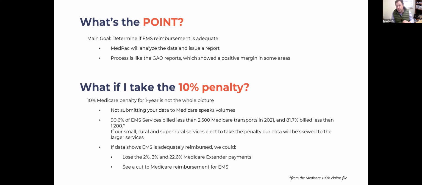Historically, this under reimbursement of Medicare has been addressed through legislation passed in Congress that gives extension or temporary relief. This is the 2% bump in the Medicare allowed amount for urban, the 3% bump in the allowed amount for rural, and the 22.6% bump over the rural 3% that many of you get if you operate in super rural areas. But what's happened in the last couple of years is that Congress's appetite to simply extend what are called these Medicare extenders without underlying data has sort of changed.